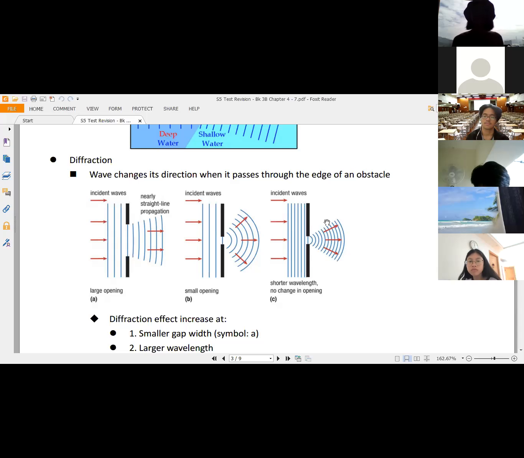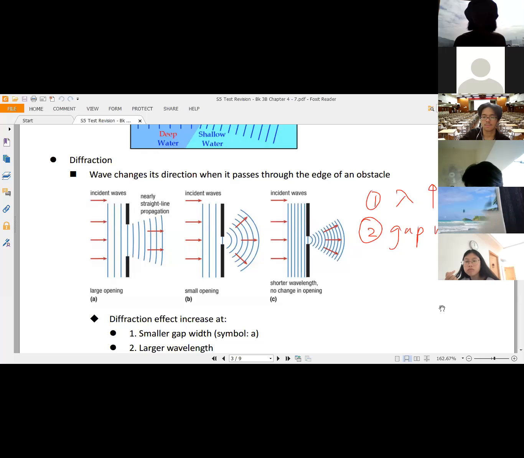The first factor is larger lambda. You may compare these 3. The larger lambda always gives a bigger diffraction effect. Okay? And the second thing is, where's my word? Do you see my words? Here, yeah. The second factor is the gap width, not width, gap. The gap width.